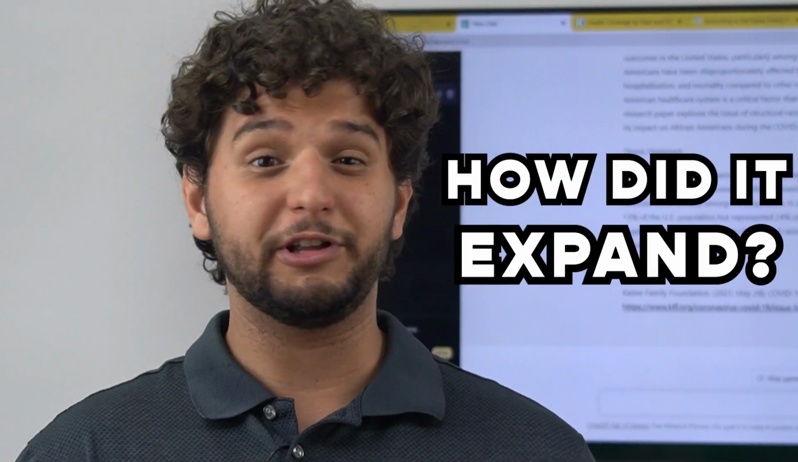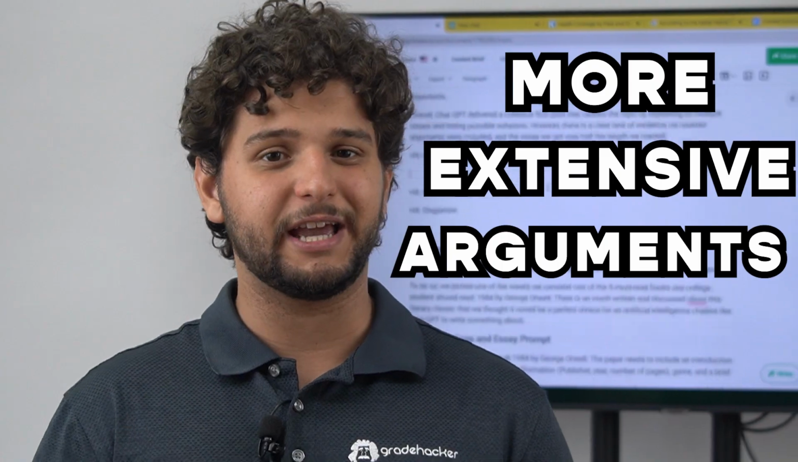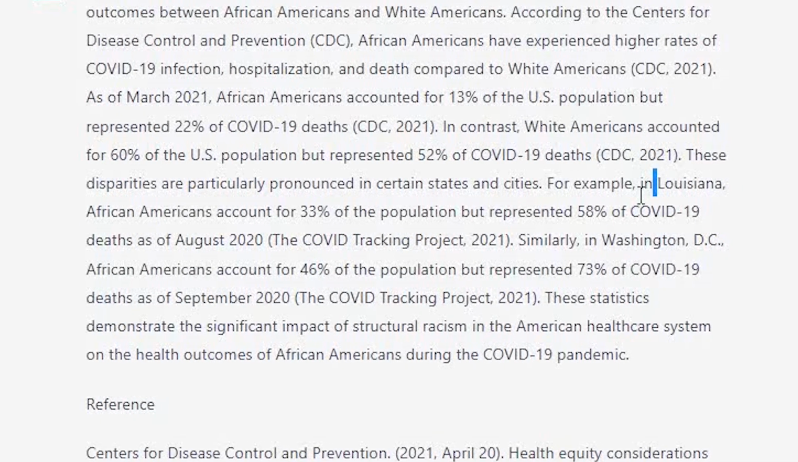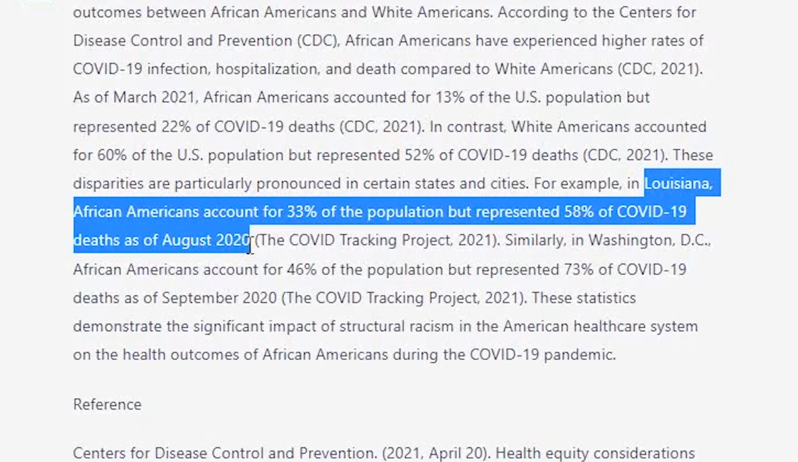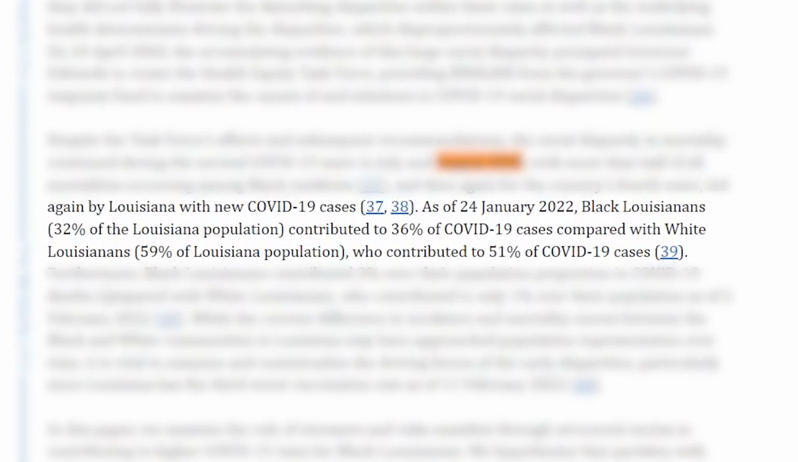How did it expand the solutions and counter arguments? Well, this time we received more extensive arguments with supporting evidence for each case. But as we were expecting, the statistics were real, but the source created wasn't original and didn't mention anything related to what was included in the text. And it wasn't any different with the counter argument.